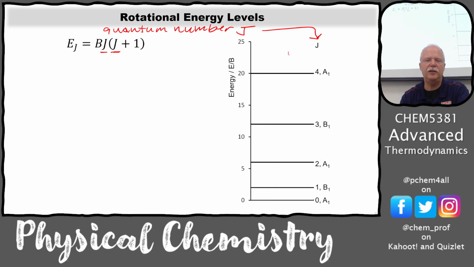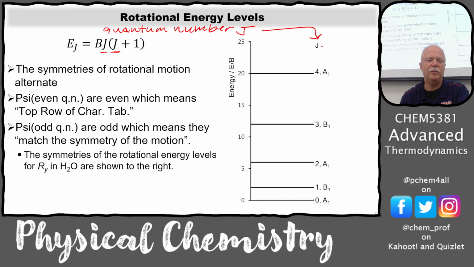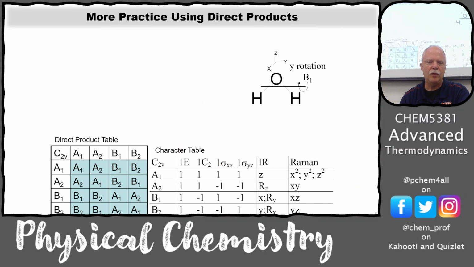Also, the rotational energy levels alternate. The symmetry of the rotational motion alternates. The even quantum numbers have the top row of the character table symmetry, and the odd quantum numbers have the symmetry of the motion. So notice that B1, so we're talking about RY in water, would be B1 symmetry. So that would be the symmetry of the motion. So the levels alternate, A1 to B1, then back to A1, then to B1, and so on. And so here's our B1, our rotation around Y. You see RY. We can go find that in the character table just to show where that B1 came from.